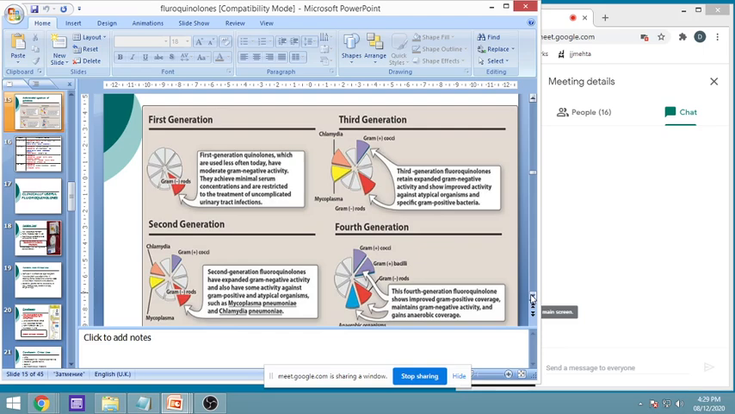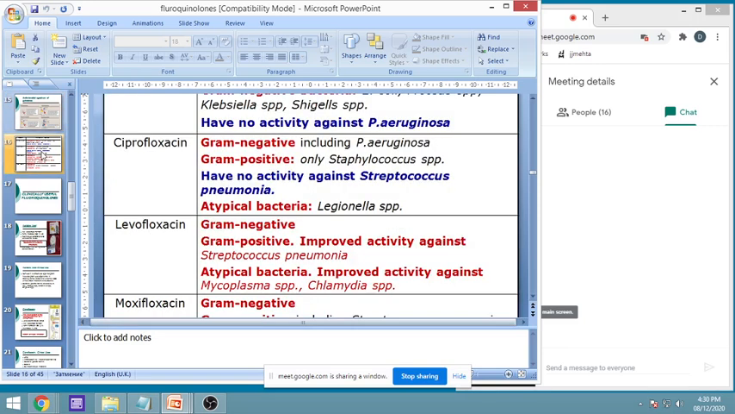Then next is the fourth generation fluoroquinolone. They show improved gram-positive coverage, maintain the gram-negative activity and gain anaerobic coverage. So in addition to gram-negative and gram-positive, they also act against various anaerobic organisms. This is how they have a comparatively broader spectrum and more effective treatment as compared to the previous generation.